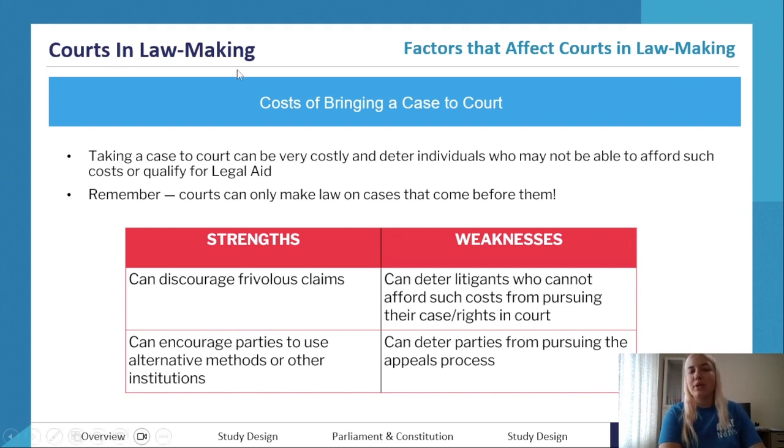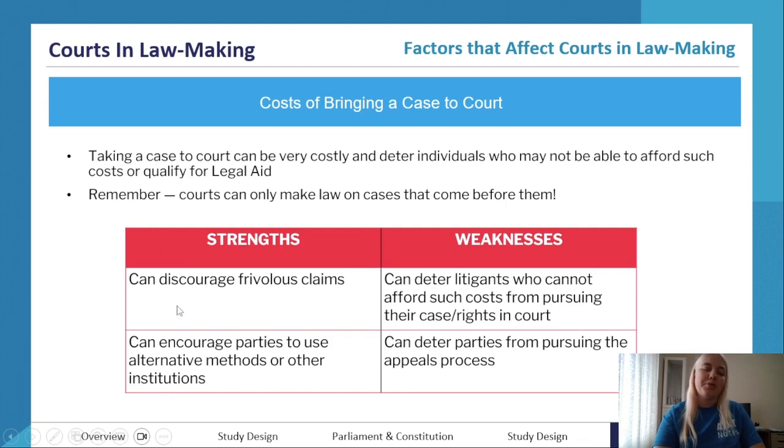However, there are still some strengths when it comes to the cost of bringing a case to court. One is that this can discourage frivolous claims. Now, if going to the courts was free or very, very cheap, imagine all the ridiculous things that people would go to court for and initiate cases for. We have backlogs of cases as it stands, very, very bad backlogs. So there is a reason that going to court is so expensive, and it's to help aid that and make sure that only people that really do need to go to court are going to court. So this helps to discourage any ridiculous claims.